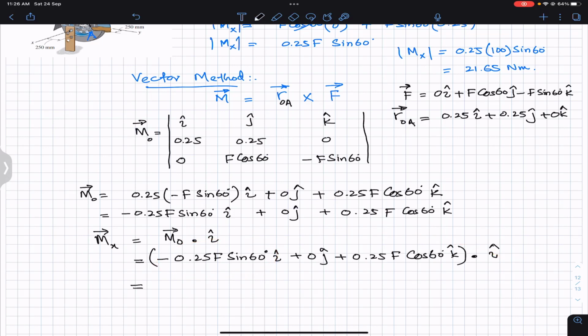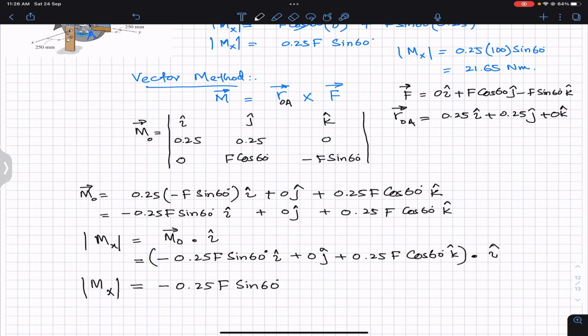So this will give us minus 0.25 F sine of 60, and i dot i will be equal to 1. Similarly, 0j into i will become 0, and similarly this 0.25 F cos of 60 and k dot i will become 0 as well. So the moment about the x-axis is, and remember that this dot product will never give us a vector, so there is no need to write the vector symbol. This will give us the magnitude. So this is the moment about the x magnitude, minus 0.25 F sine of 60.